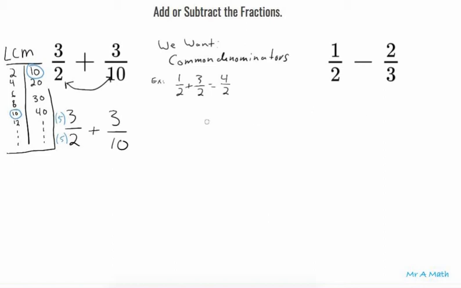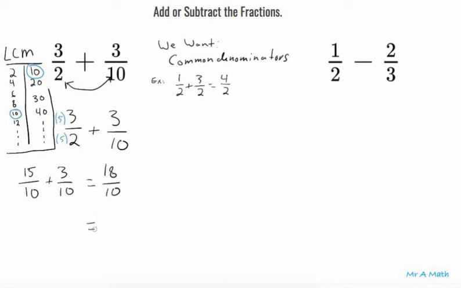So 3 times 5 on the top is going to be 15 over 5 times 2 on the bottom is 10. And I already have a denominator of 10 here, so I can just rewrite that as 3/10. So 15 over 10 plus 3 over 10, well, 15/10, and I add 3/10, that means I have 18/10.